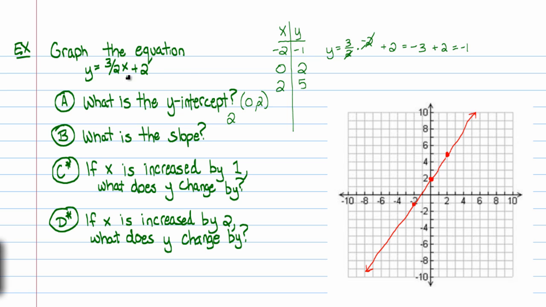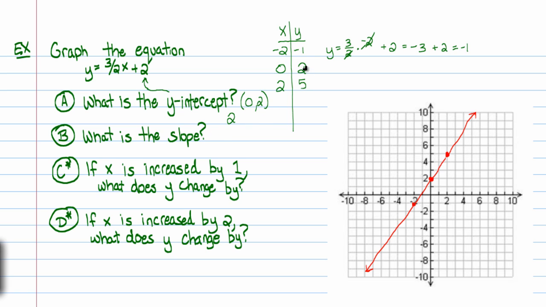Is there a 2 in the original equation? And the answer is yes. There's a 2 right there. It turns out that our y-intercept is represented by that number, that number that's not attached to x. In other words, the constant term. Well, that's pretty interesting. Now let's go ahead and calculate the slope here.